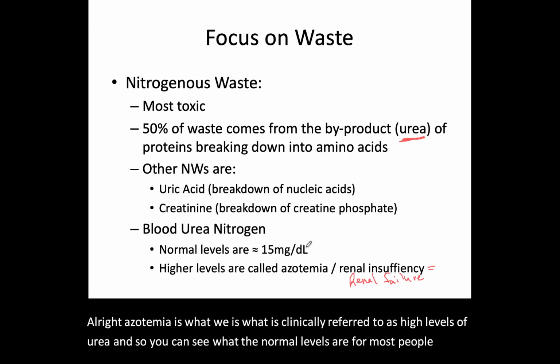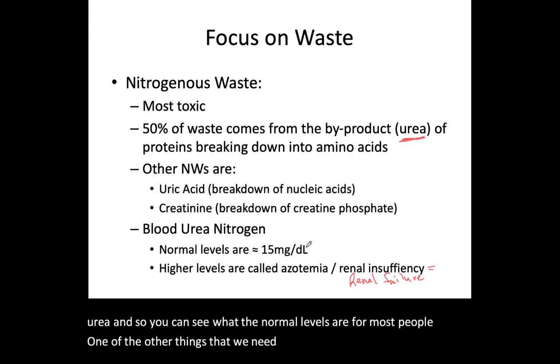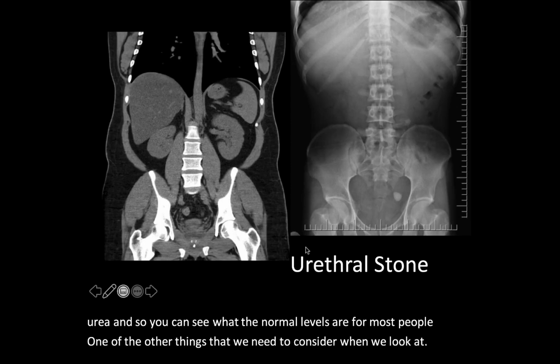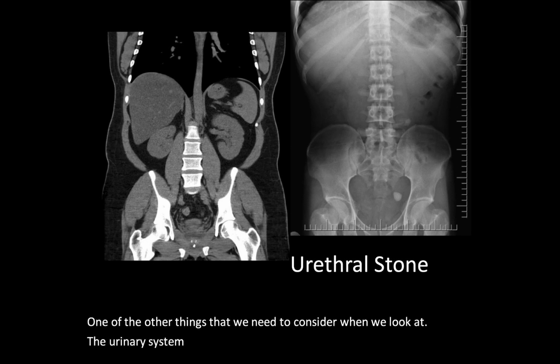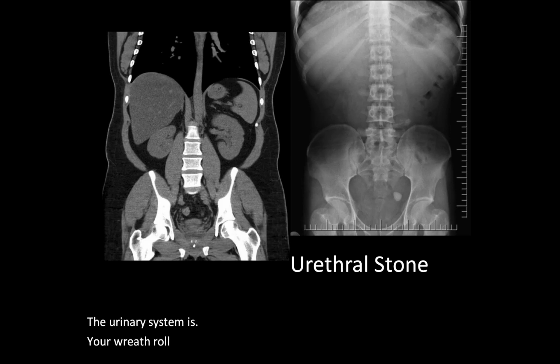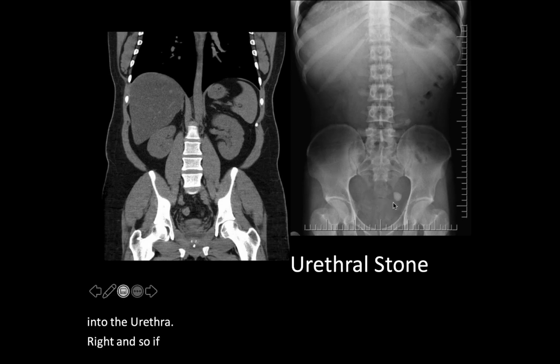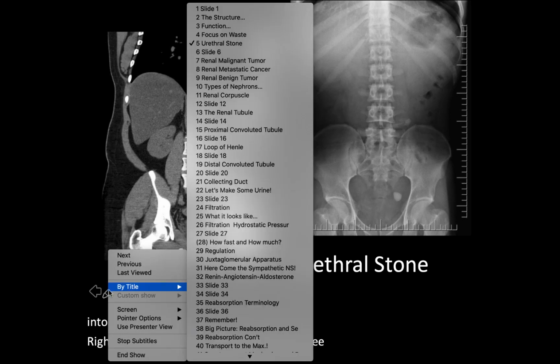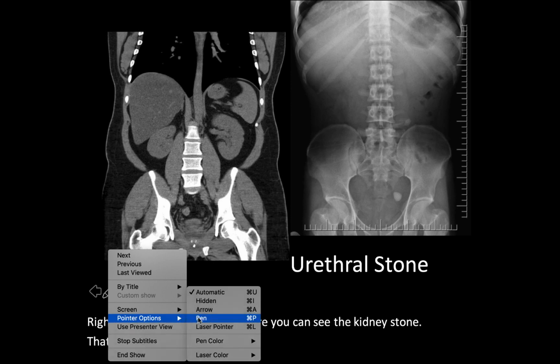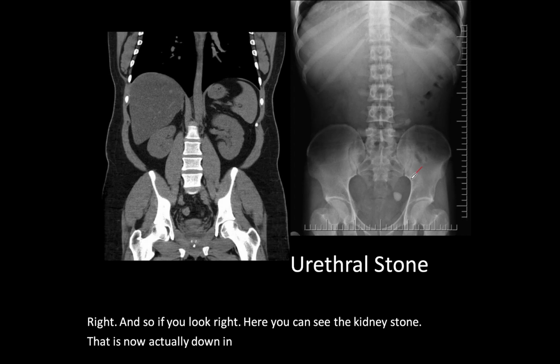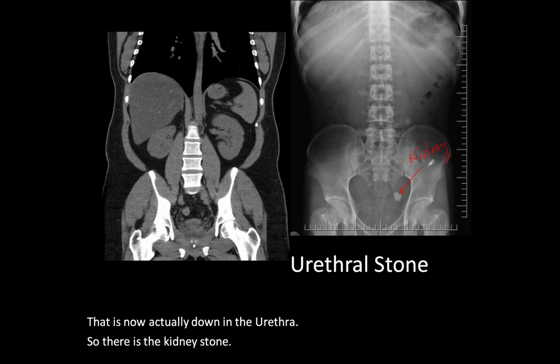One of the other things that we need to consider when we look at the urinary system is urethral or kidney stones. Right? So this urethral stone here that we're going to look at, it just simply is a kidney stone that has now made it down into the urethra. Right? And so if you look right here, you can see the kidney stone that is now actually down in the urethra. Right? So there is the kidney stone. We refer to it here as a urethral stone only because it's in the urethra and it's no longer in the kidney.